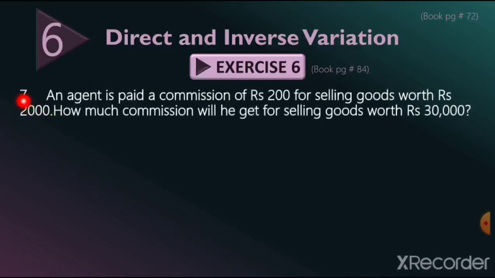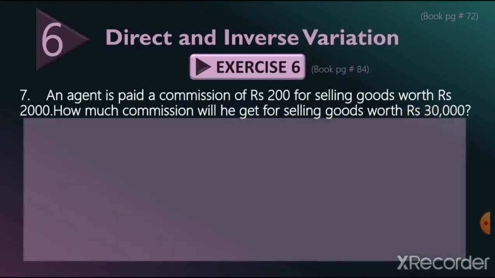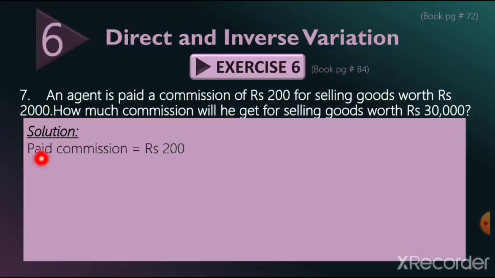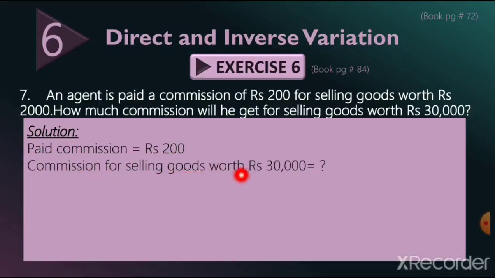Question number 7. An agent is paid a commission of rupees 200 for selling goods worth rupees 2000. How much commission will he get for selling goods worth rupees 30,000? So here's the solution. Paid commission is rupees 200. Commission for selling goods worth rupees 30,000. Let the commission be rupees y.